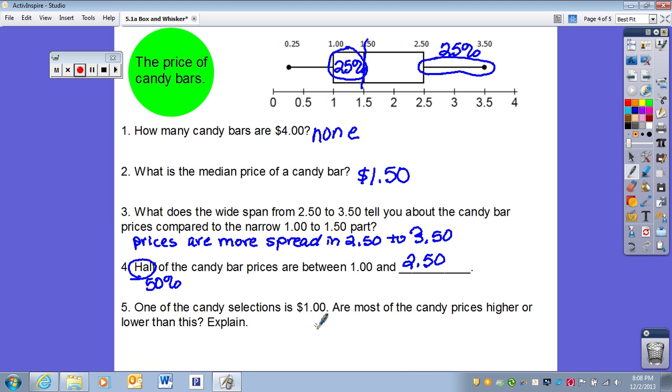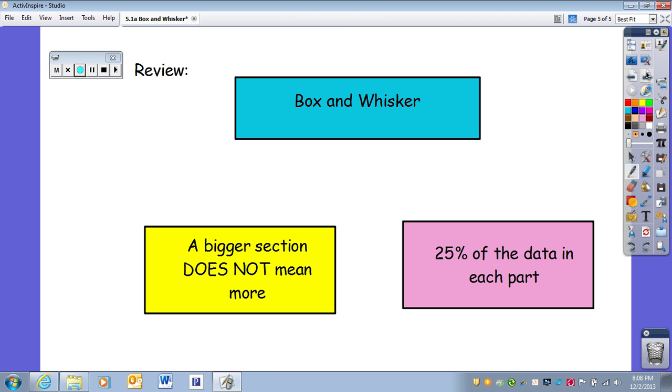It says one of the candy selections is $1. Are most of the candy prices higher or lower than this? Most are higher because at $1, that is only one part. It represents one part, which is 25% below, and then 3 sections are above $1, which means that would be 75% above.